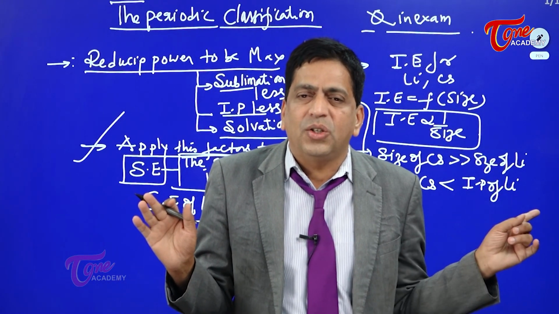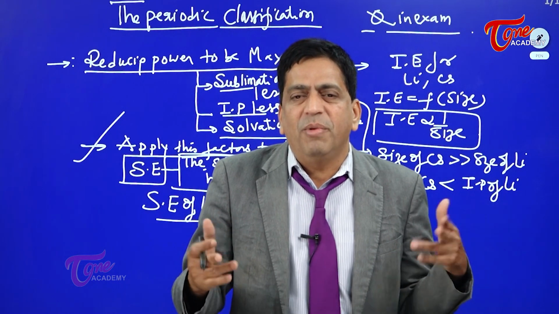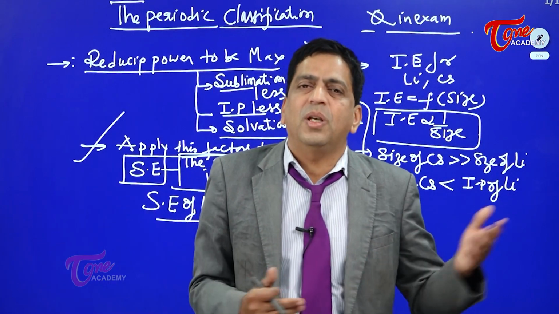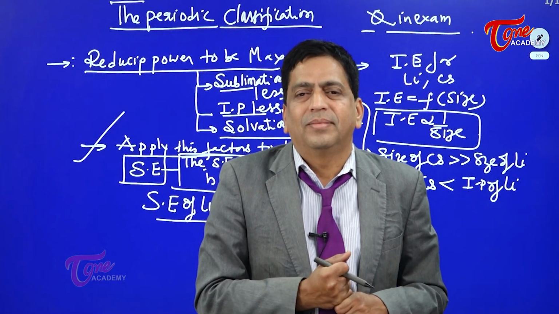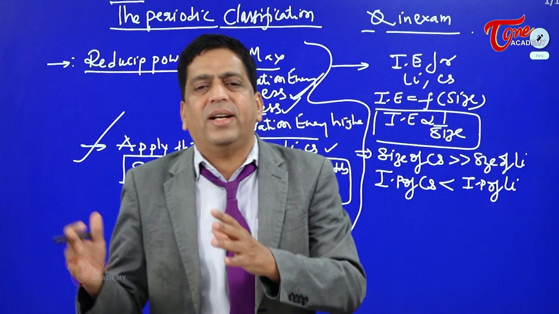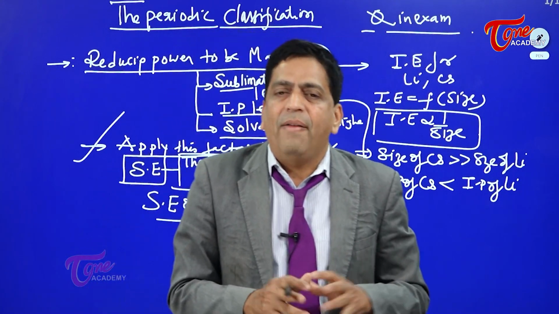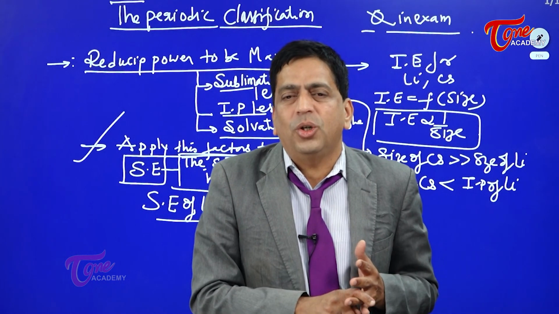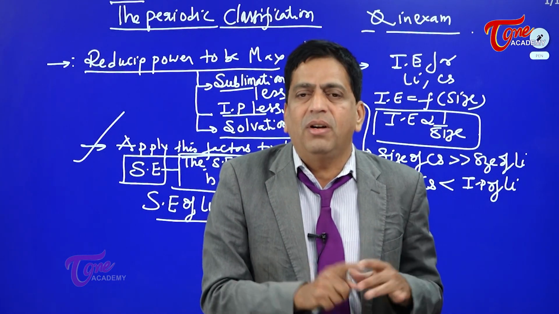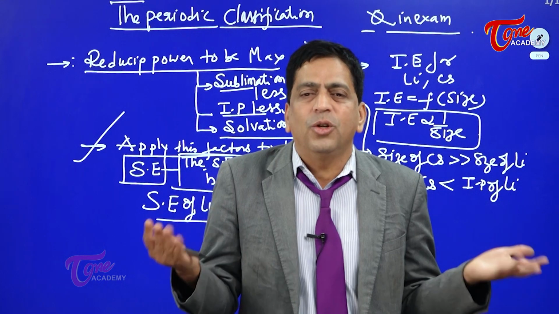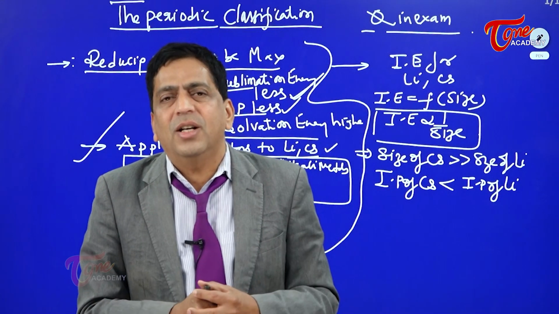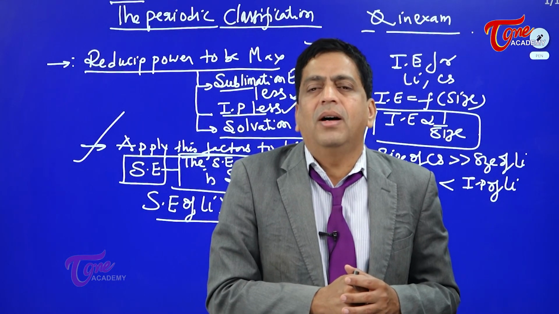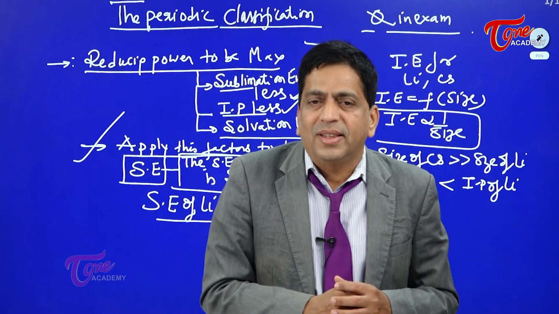But in the first case, both are the same. Sublimation energies are the same for both. And in the second, cesium has won. Now we have to go for the third factor. The combination of the third factor's energy, the second factor's energy, and the first factor's energy will determine who has the better reducing power. You must understand that.